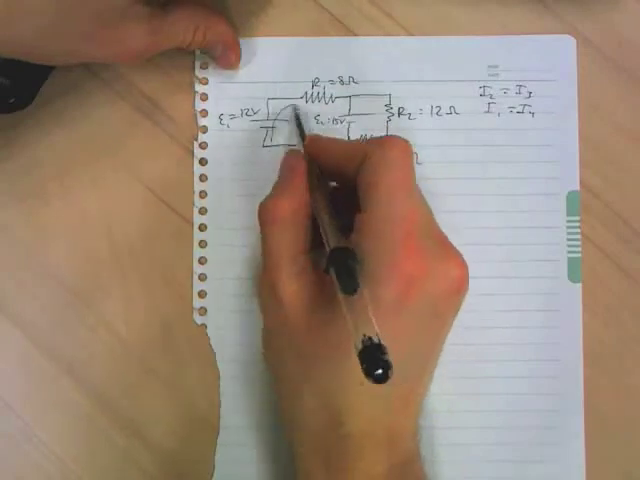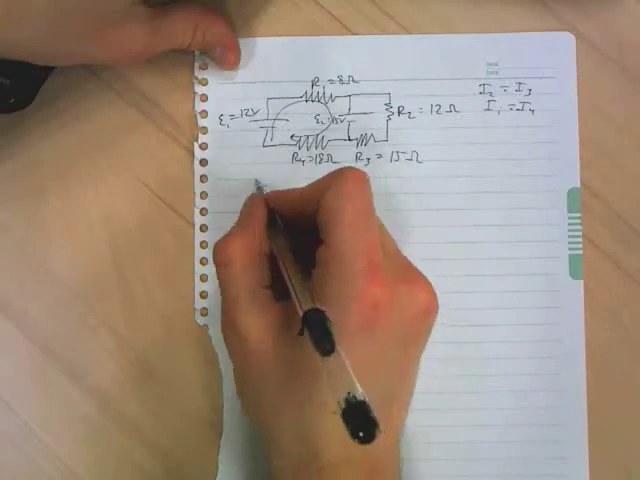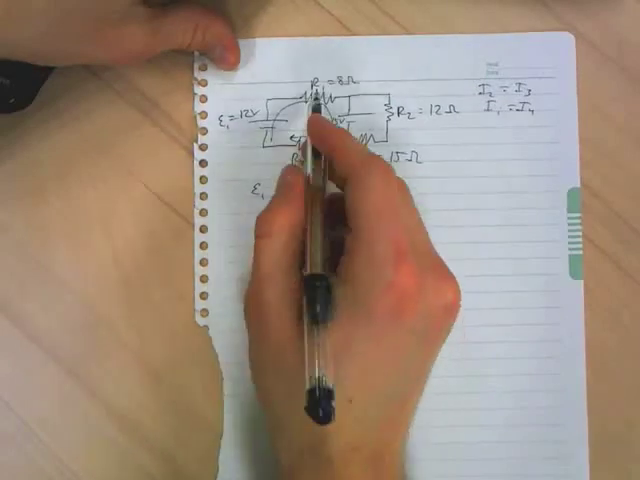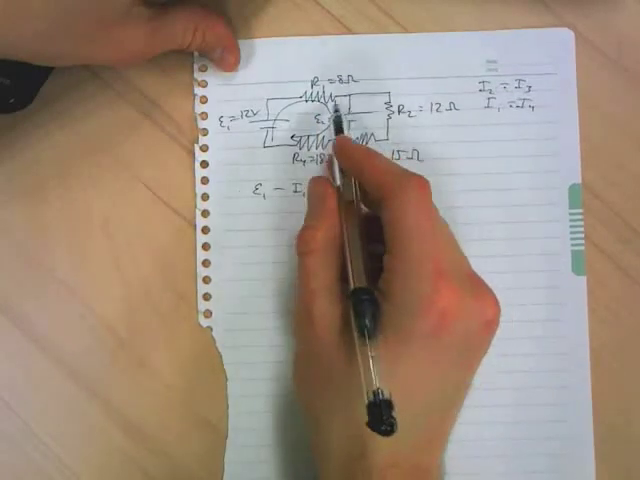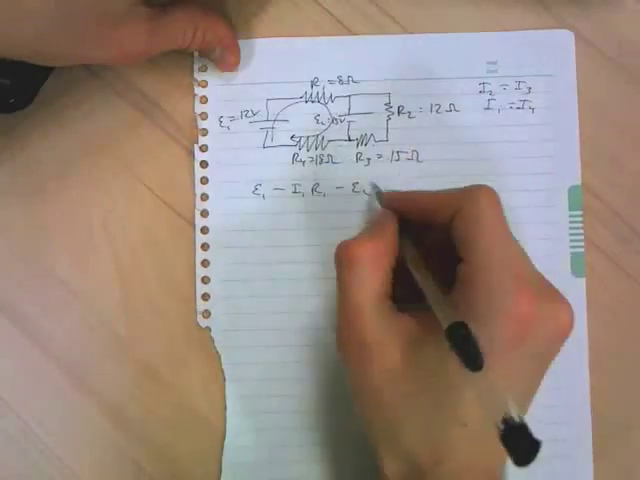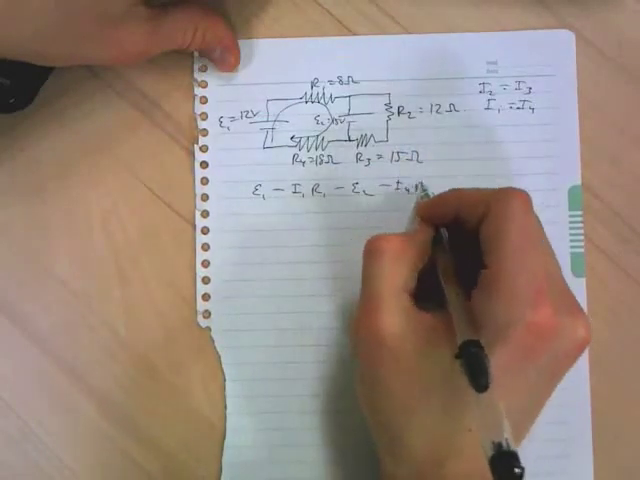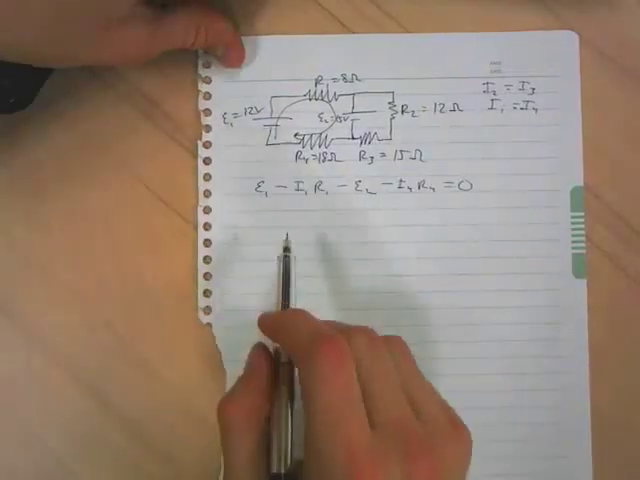Let's say we go around the loop to here. We've got a voltage increase of E1. Then we've got a voltage drop across this resistor, I1, R1. We've got a voltage drop across the battery, the way it's situated, and a voltage drop across that second resistor. And of course, all that adds up to 0. Oh, this is going to be easy.